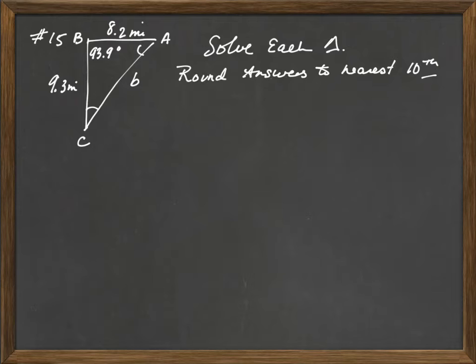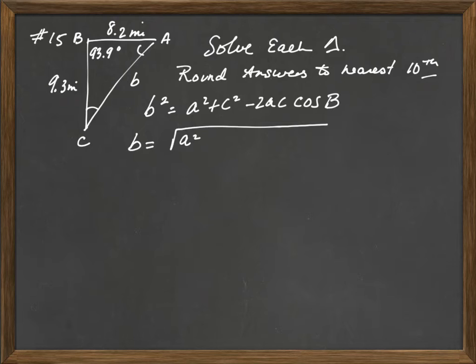First, let's see. We can't do the law of sines because we don't have the angle across from the side that we don't have both of them. So we're going to have to do the law of cosines. So let's find B. And remember, the law of cosines says for this, it would be B squared equals A squared plus C squared minus 2AC cosine B. And so if we want B, that's the law of cosines, we want the square root of that. So we would just do A squared plus C squared minus 2AC cosine B.